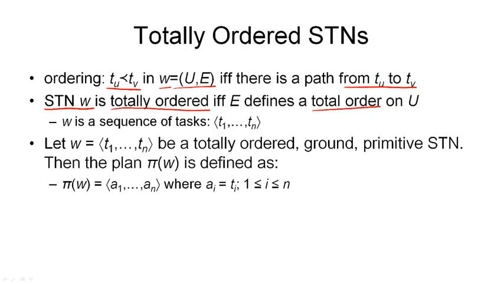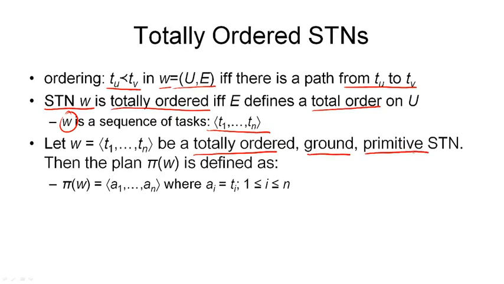And if this is the case, then we can take our network W and simply represent it as a sequence of tasks, written like this here, just like we've written a sequence of actions earlier. This is a sequence of tasks starting with Tn and ending in T1, which are all totally ordered with respect to each other. So this gives us a third property that a task network might have. A task network can be totally ordered, ground, and primitive.